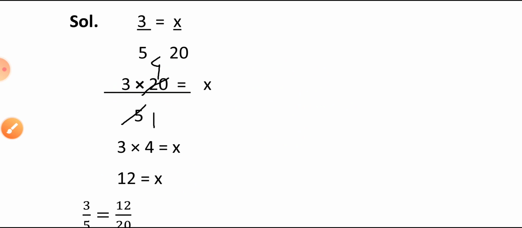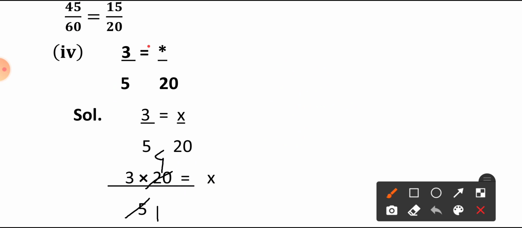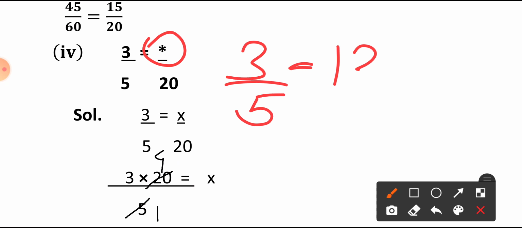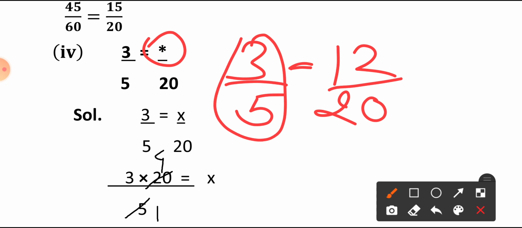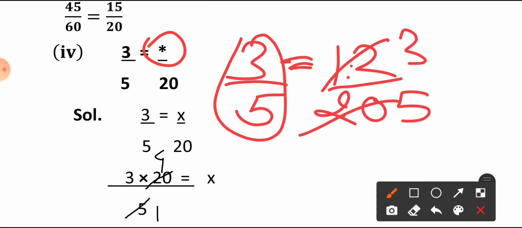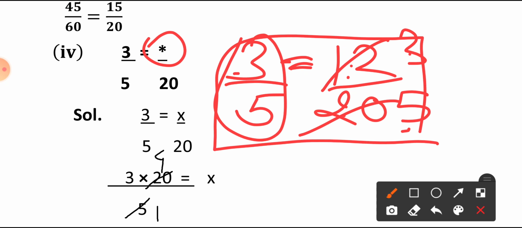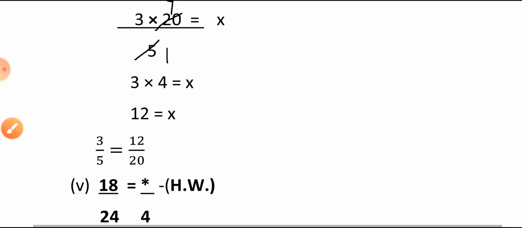And how can you check whether the answer is correct or not? Now in place of star, we got the answer as 12. So keep it here as 12 upon 20. Now we have to check whether it is equal to 3 by 5 or not. So let us choose a number by which both 12 and 20 are divisible. So it is 4. 4 threes are 12, 4 fives are 20. So 3 by 5 is equal to 3 by 5. It means they are equivalent fractions, and our answer is correct. Here the x value is 12 only.